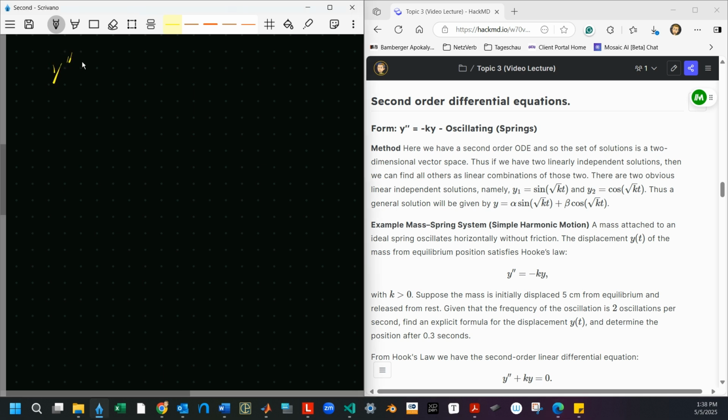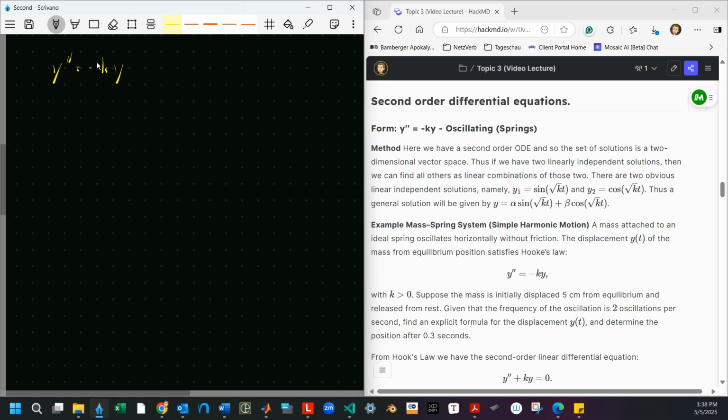So here we have y double prime equals minus ky. Again, we have a second order differential equation. This is generally going to need two parameters. We're going to have a space of dimension 2 in terms of solutions here. So if we could find two linearly independent solutions, we should be able to put them together as a linear combination of those two and get an arbitrary solution for this. So there's a little bit of linear algebra going on in the background here.